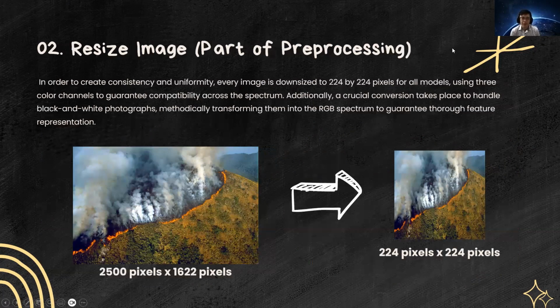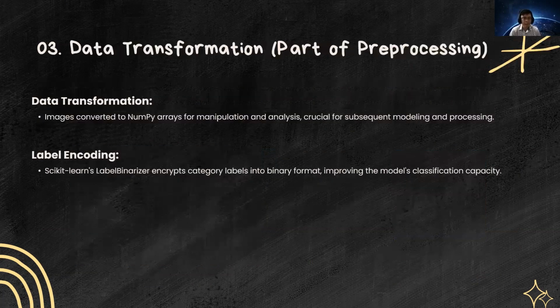For resizing the image, in order to create consistency and uniformity, every image is downsized to 224 by 224 pixels for all models, using 3 color channels to guarantee compatibility across the spectrum. Additionally, a crucial conversion takes place to handle black and white photographs, methodically transforming them into the RGB spectrum to guarantee true feature representation. For data transformation, images are converted to NumPy arrays for manipulation and analysis, crucial for subsequent modeling and processing. And for label encoding, scikit-learn's LabelBinarizer encodes category labels in binary format.